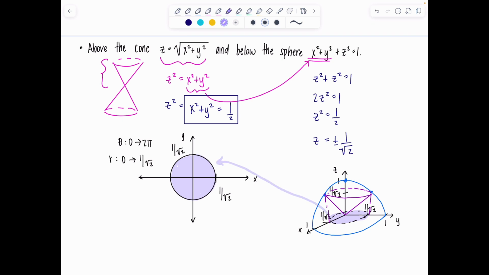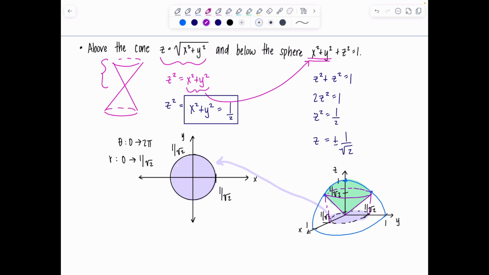Okay. Sorry guys, this is a little wonky. It's not my best work, but it's okay. Hopefully you get the idea. Above the cone, below the sphere. So above the cone, below the sphere is this part. It looks like an ice cream cone. Yes? Okay, cool. So I need the height of the solid.